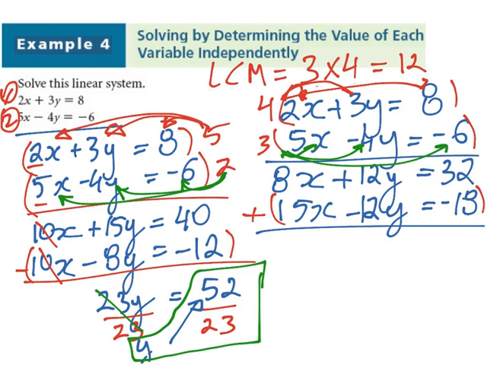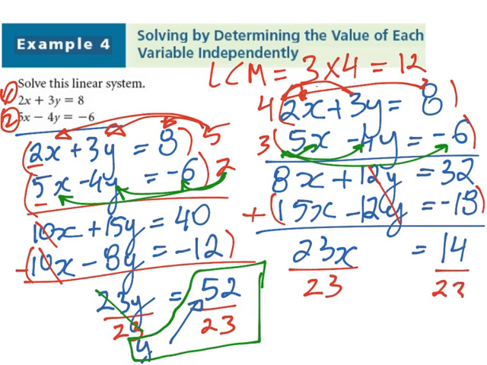So we're always going downwards. 8 plus 15 is 23. Don't forget the x. And now the 12s cancel, so we get 0 y's, and we just don't write 0 y's. And then we have 32 minus 18, and 32 minus 18 is 14. Then we divide both sides by 23 to isolate for x. And we get a final 14 over 23 as the answer.